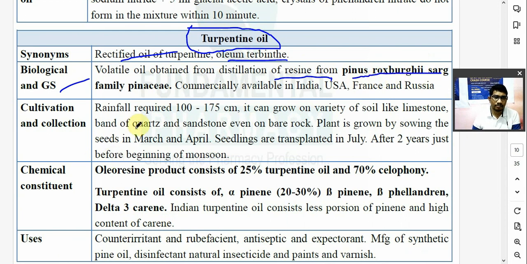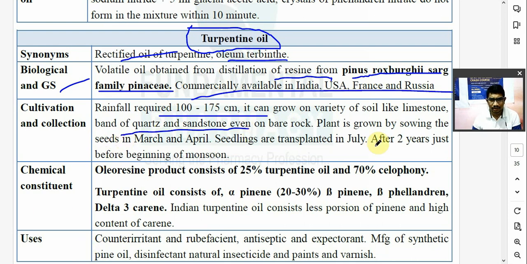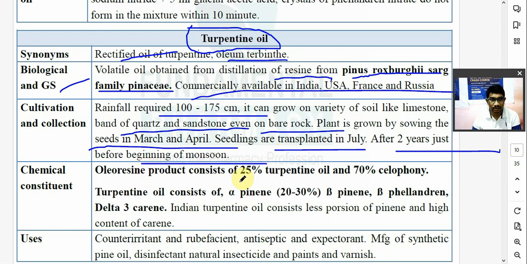Pinus roxburghii, family Pinaceae. This plant is mostly found in the southern areas of India. Commercially available in India, it is also available in the US, France, Russia. Cultivation collection, इसको rainfall लगता है around 100 to 175 centimeter. It can grow on a variety of soils like limestone soil, bands of quartz and sandstone, even on bare rock soil. Plant is grown by sowing the seeds. इसका seeds मिलता है. You have to raise the plant by sowing the seeds in March, April. Seedlings you have to transplant in July. After 2 years of age, just before the beginning of monsoon, you have to collect the resin from this.